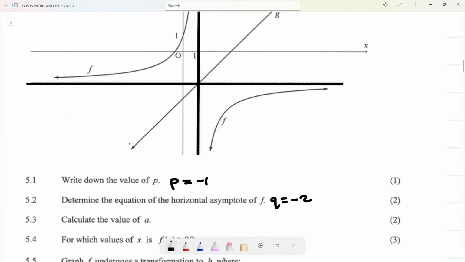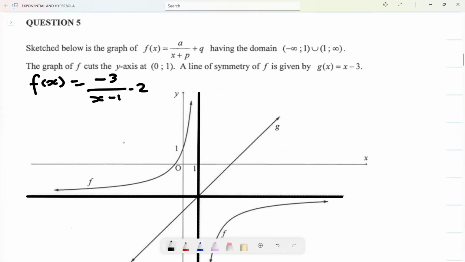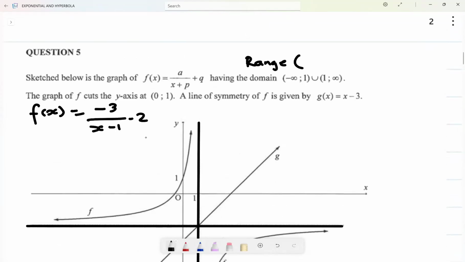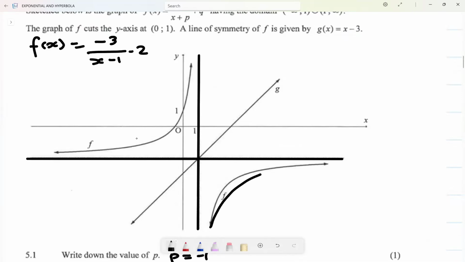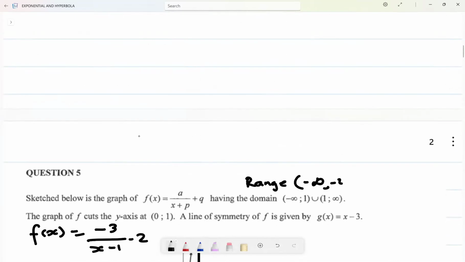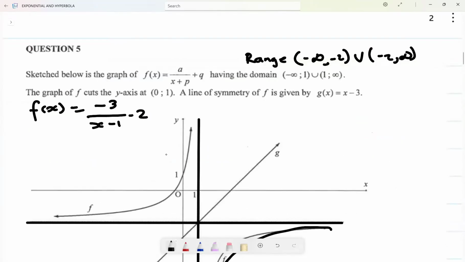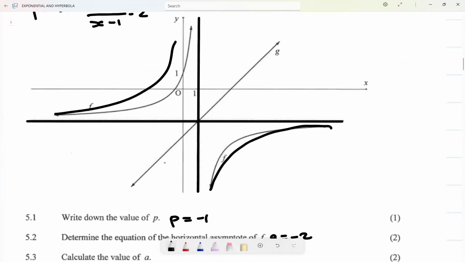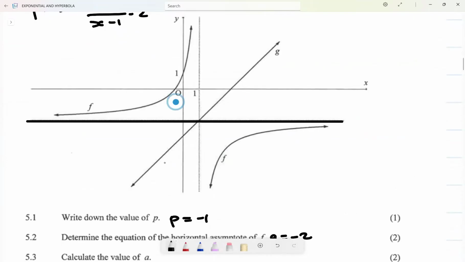So the range of the graph is what? From negative infinity to negative 2. And then it continues from negative 2 to infinity, but negative 2 is not included.